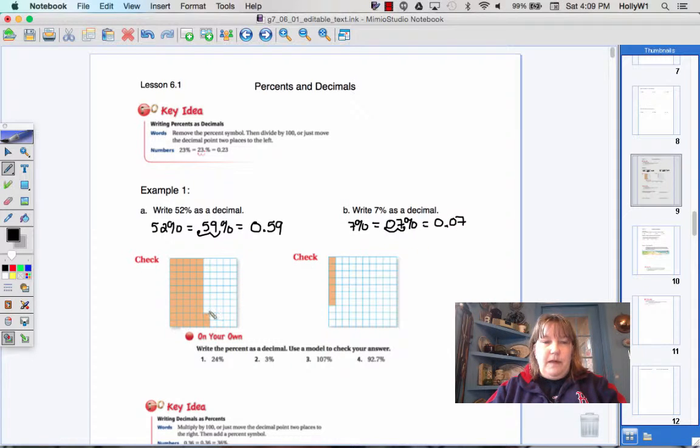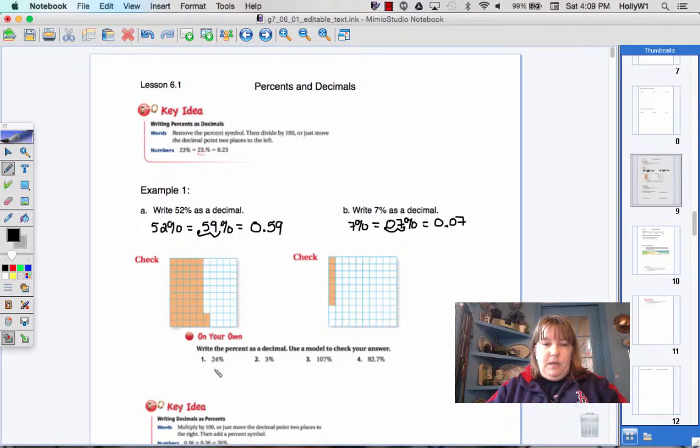And then they have these little hundreds boxes that you can use to check your answer. We used these yesterday when we did the activity. So we can check our answer, and if we count these, there's 59 green things. So it's 59 of 100, which makes sense with our answer. Same with the 7 of 100. So on your own, you're going to write the decimals for these. Pause me and come back and see what you get.